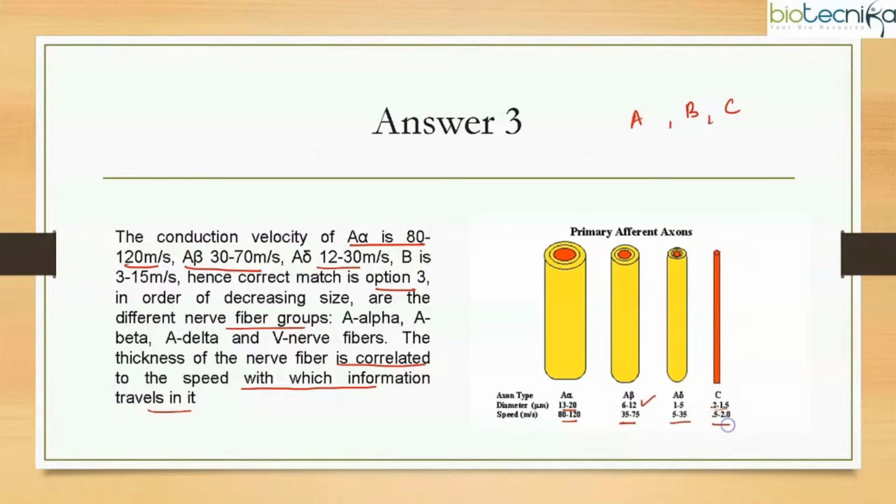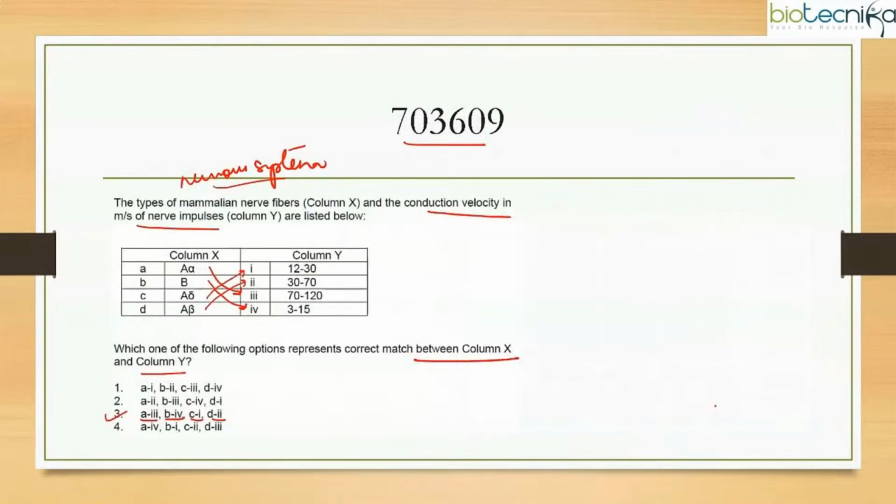So speed is also very less, in points it is. But according to the question, if you see, A alpha, then beta. So alpha has 70 to 120, then beta 12 to 30. And delta, A alpha, A beta is 30 to 70, A delta is still less, 12 to 30, and B will be lesser than A.